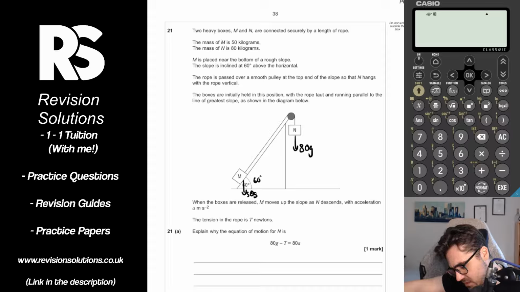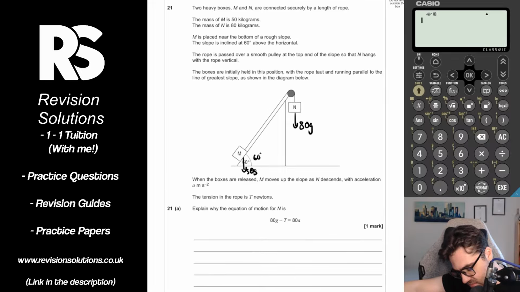The rope is passed over a smooth pulley at the top end of the slope, so that N hangs with the rope vertical. The boxes are initially held in position with the rope taut and running parallel to the line of greatest slope, just parallel to the plane. The boxes are released, M moves up the slope and N descends with acceleration A. The tension in the rope is T newtons. Explain why the equation of motion for N is 80g minus T equals 80A.